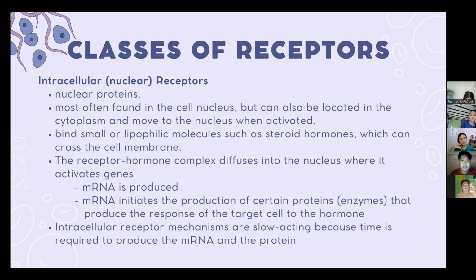Intracellular receptors. They are also known as nuclear proteins, most often found in the cell nucleus, but can also be located in the cytoplasm and move to the nucleus when activated. They bind small or lipophilic molecules such as steroid hormones, which can cross the cell membrane. The receptor-hormone complex diffuses into the nucleus where it activates genes. Here, mRNA is produced. mRNA initiates the production of certain protein enzymes that produce the response of the target cell to the hormone. Intracellular receptor mechanisms are slow acting because time is required to produce the mRNA and the protein.